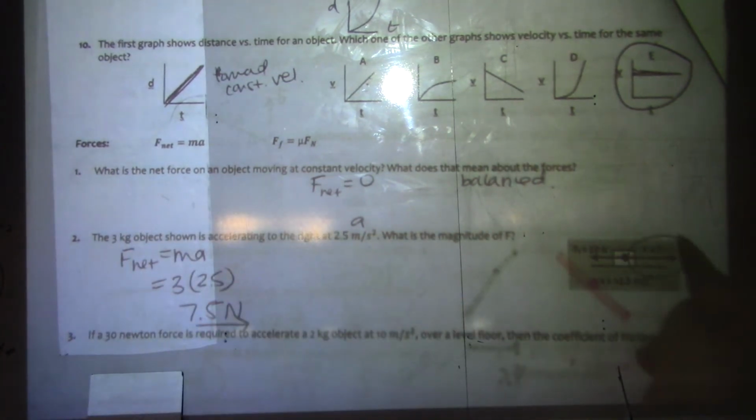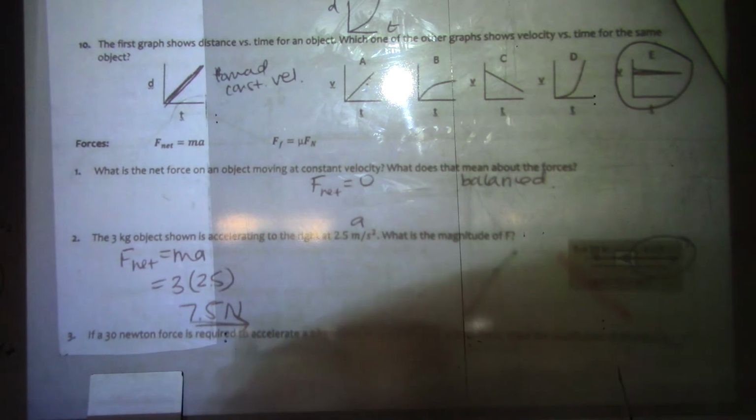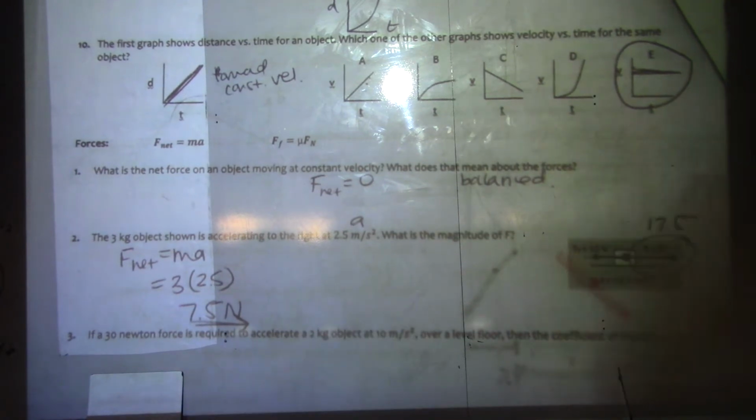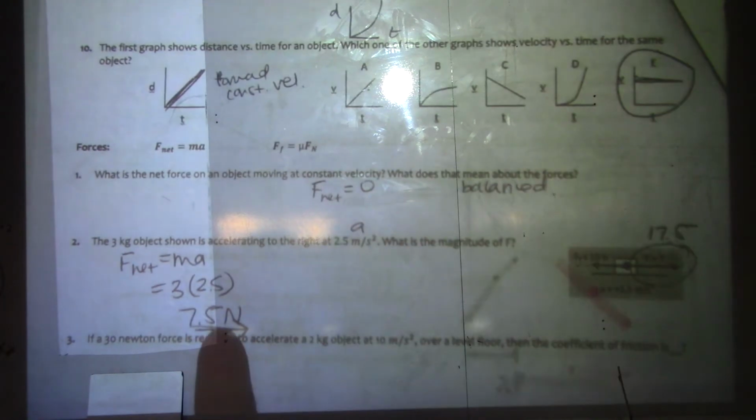That means this force must be greater, right? If I have 10 this way, how big does this need to be to have a total of 7 this way? So let's check out 17.5. See how 17.5 minus 10 would leave me with 7.5? So then F must be 17.5 newtons. We knew it had to be bigger by this much, so I end up with that.